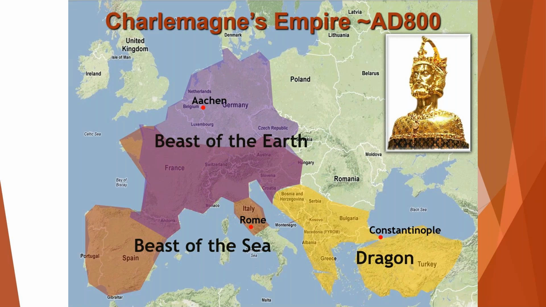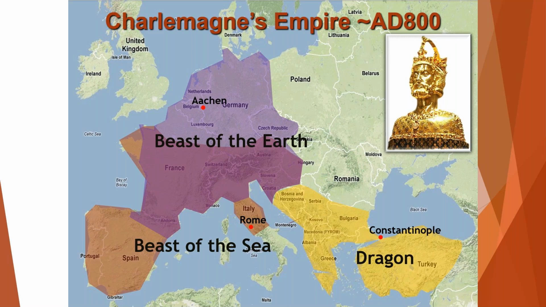Now, the beast of the sea doesn't actually go away. It's still hanging around there in the background. This Western Roman Empire concept is still hanging around there, but it's not the dominant power anymore. The dominant power is this beast of the earth. Now you can see, by the way, the beast of the sea is this sort of Mediterranean area around here. The beast of the earth is this sort of central European earth.